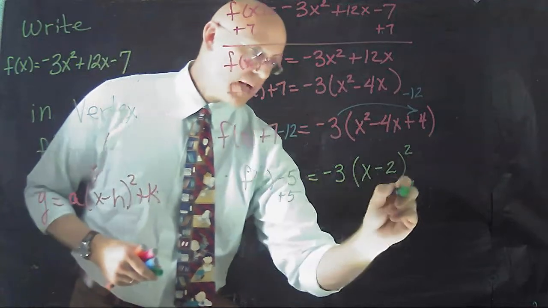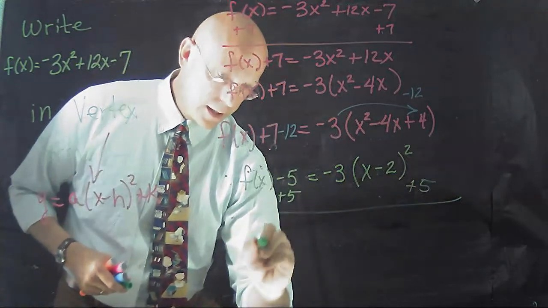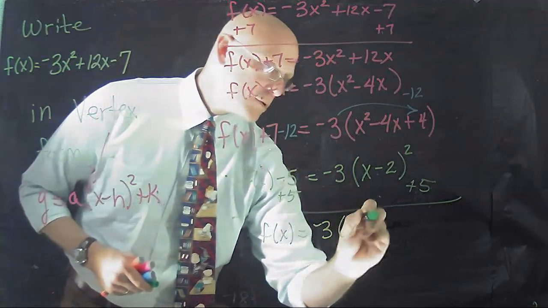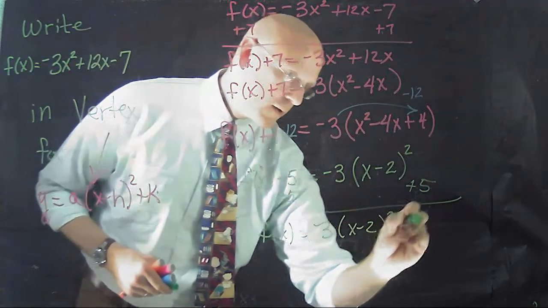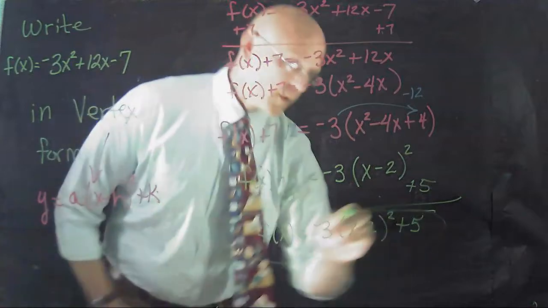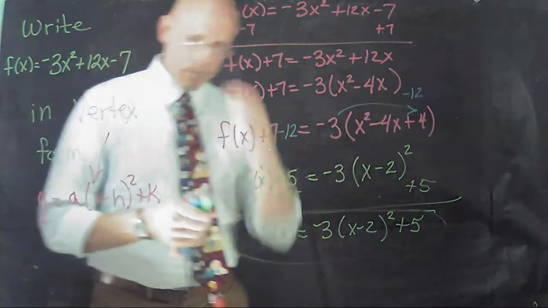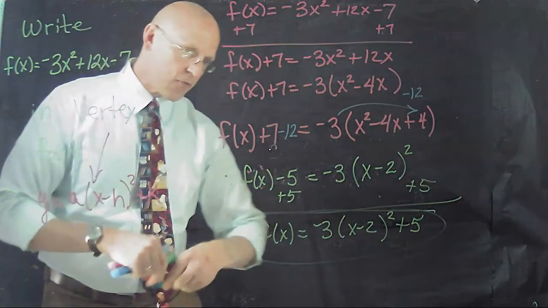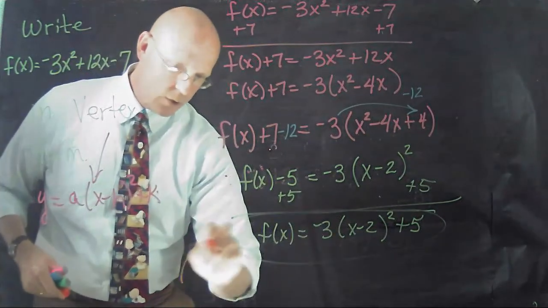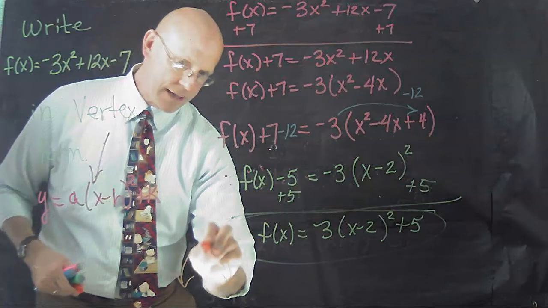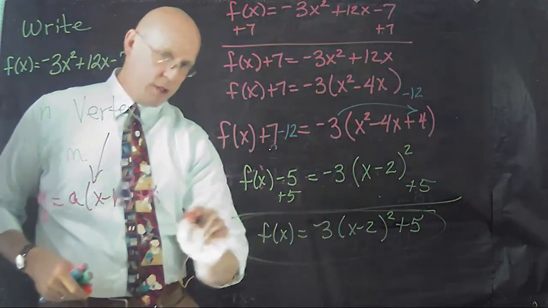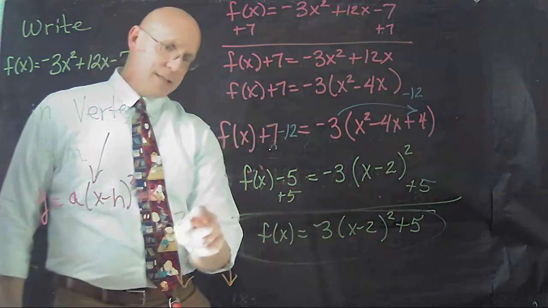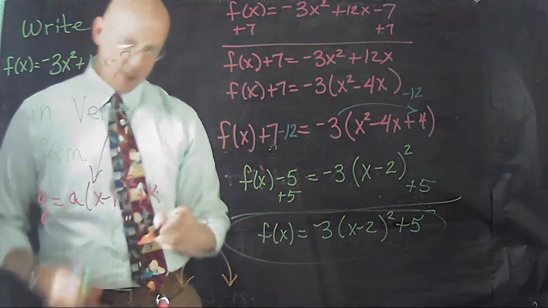Add 5 to both sides, and I get f of x equals -3 times x minus 2, the quantity squared, plus 5. Boom. There it is. So now I've got it in vertex form. What do I know? This time, I notice that this thing has a -3 in the front. So since it's negative, it's going to open down. That means it has a maximum. That maximum is going to occur at 2, 5. So it has a max value of 5 when x is equal to 2.